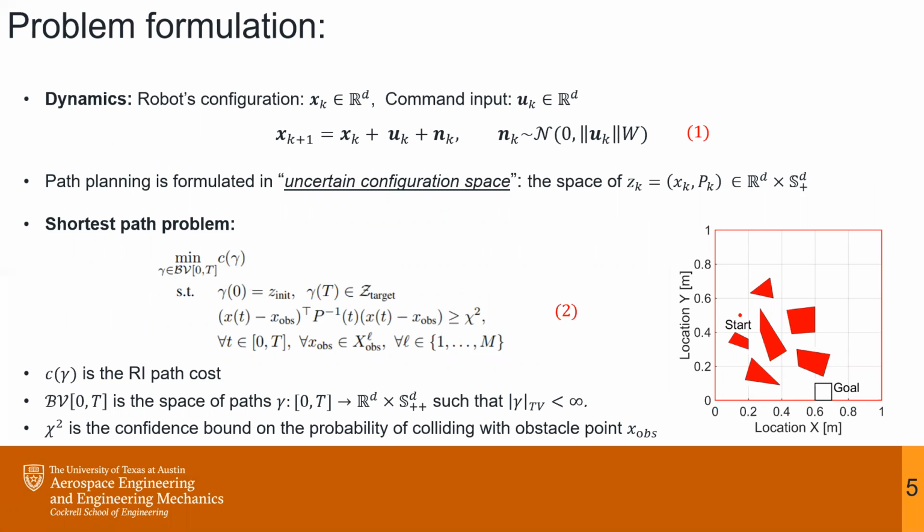The robot configuration is parameterized by Gaussian distribution, so the path planning is formulated in uncertain configuration space, I mean the product space of real valued vectors and positive definite matrices. The shortest RI path problem is mathematically formulated as equation 2, where in the obstacle field environment, like the one shown in the figure, we seek the shortest path that starts from the start node, reaches the goal region, and maintains the confidence bound, I mean chi-squared, on the probability of colliding with obstacles.